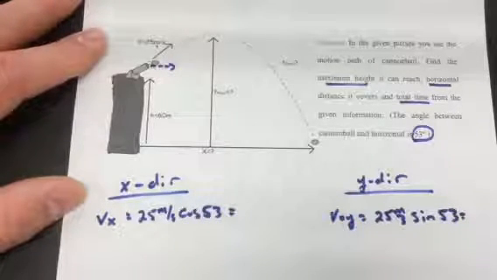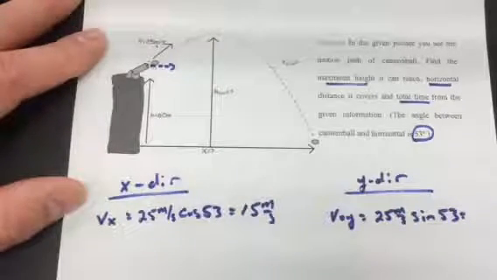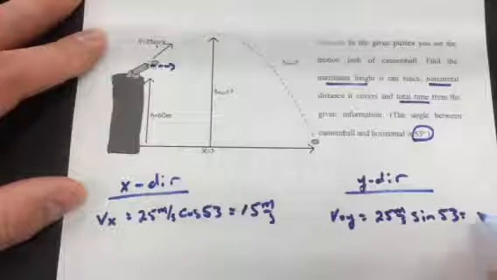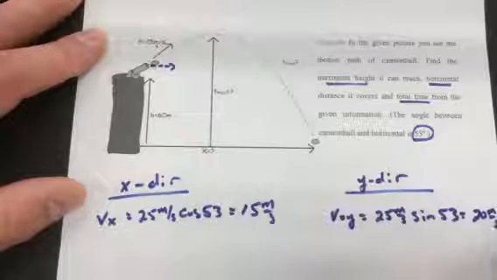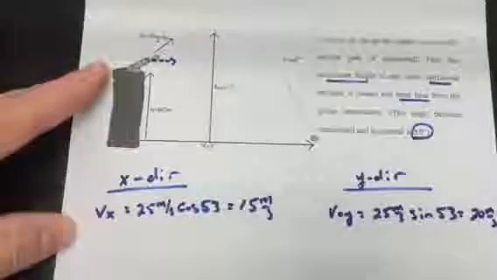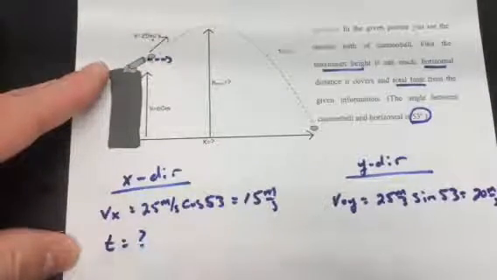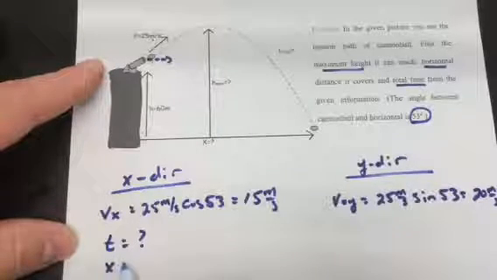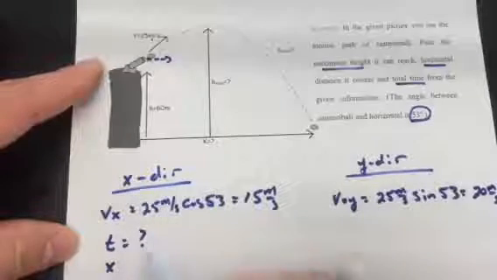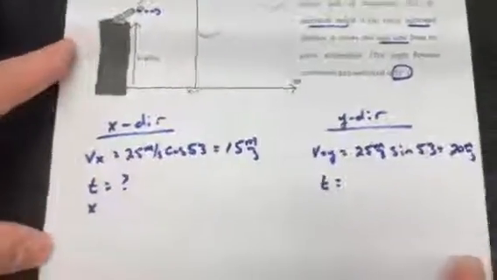Okay, got to use the calculator. 25 cosine 53, I get 15. 25 sine 53, I get approximately 20. I'm going to round it up to 20. All right. So I'm going to find the total time first. If I try to find it in the x direction, I need to know the total horizontal distance. So clearly I cannot find it in the x. So I'm going to have to find time in the y direction.